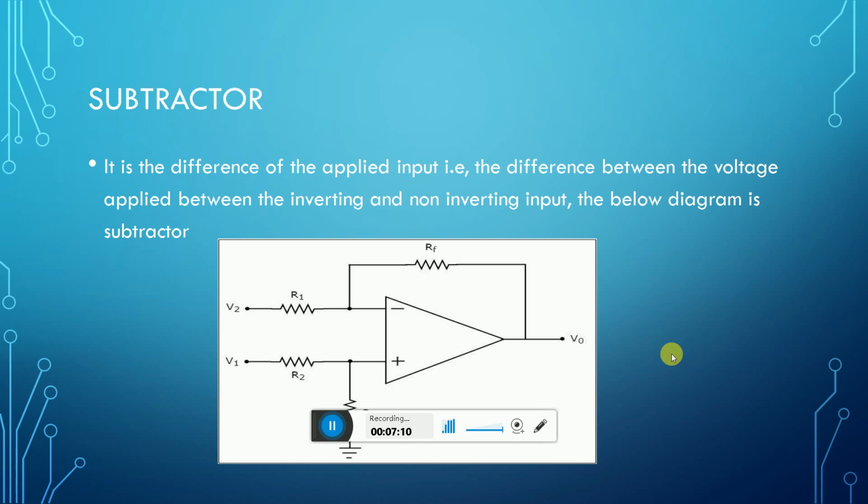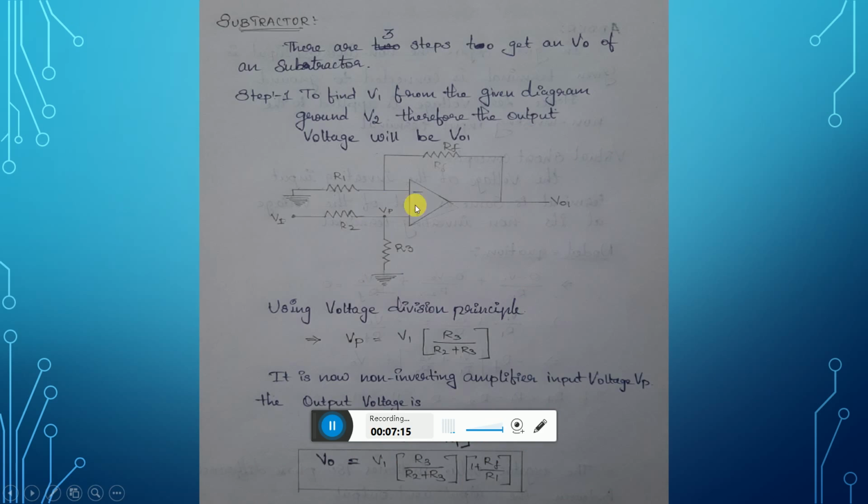In the same way, it is derived using 3 steps. Step 1: by grounding V2, we can find the effect of V1, using the voltage division principle. That is, Vp is equal to V1 R3 by R2 plus R3. This point is Vp.